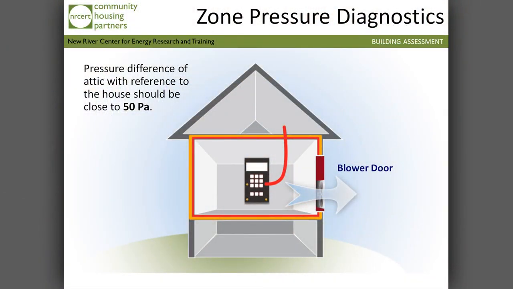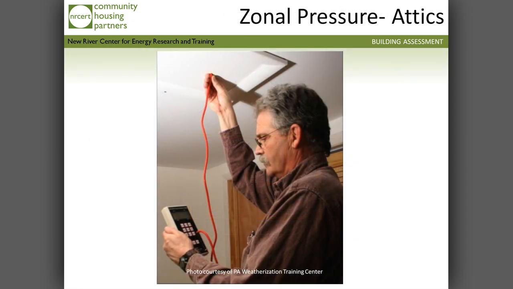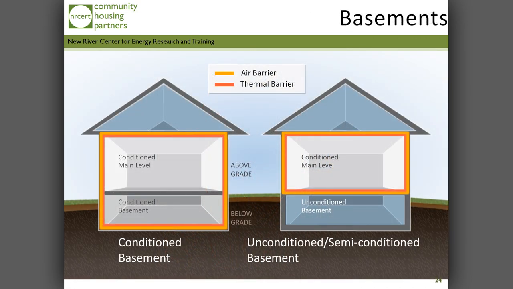And here's the test going into the attic. So what number should we see here? 50 if it's tight, right? And don't worry about it being negative or positive. It just depends on where you put that hose. Okay, here's a sample of doing a test to the attic. Basements, are they inside or outside? It depends on what?